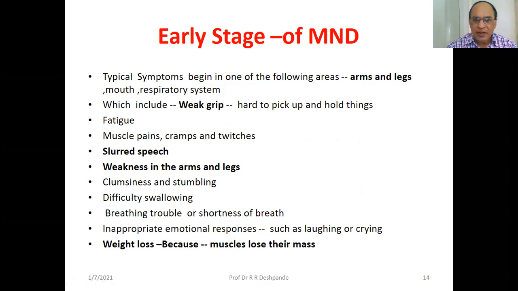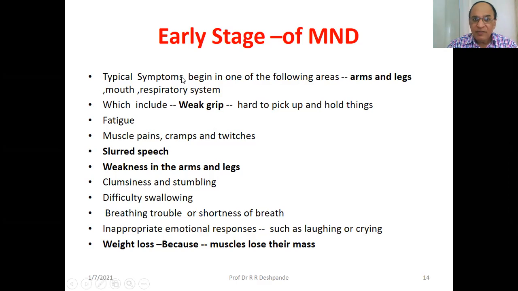Early stage of MND, typical symptoms begin in one of the following areas, either arms or legs, then the mouth will come, then the respiratory system. Weakness in the grip, the patient cannot hold the cup or the plate, hard to pick up the whole thing. Tiredness, fatigue, muscle pain is there, cramps, twitchings are there, slurred speech.